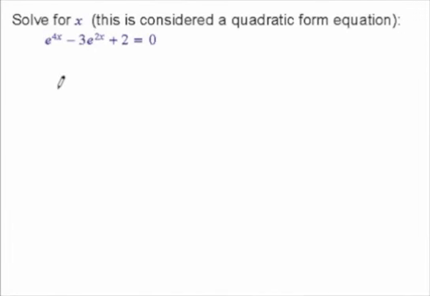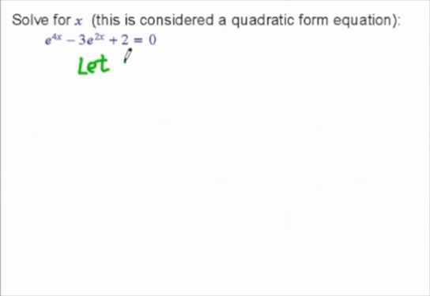Here's an equation that's considered a quadratic form equation, and the only reason I think it's quadratic is it has three terms and it's equal to 0. The best way to solve this is to concentrate on the middle expression next to the coefficient, which would be e to the 2x in this case. And the technique we're going to use is what's called u substitution.